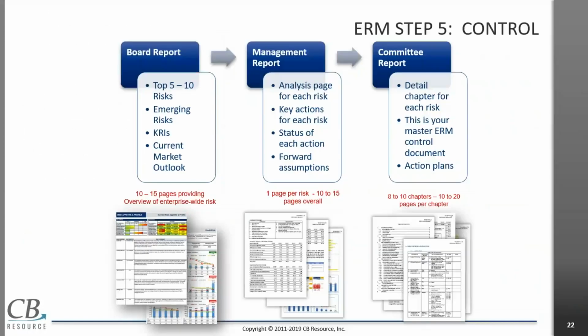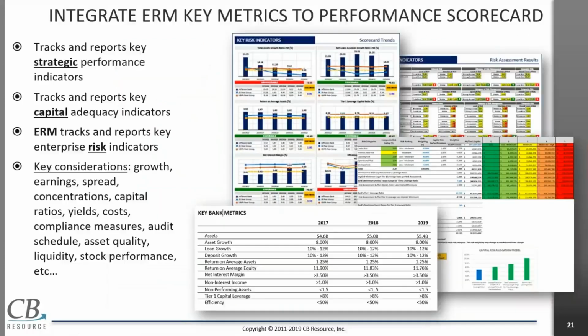And so when you think about that, that's what your control system does, is what does the board need to see, what does management need to see, and what does the committee need to see. So you really do have to structure your data appropriately. But once you've got that data in place and you've created those dashboards, think about how easily that could move and migrate into a tracking and reporting system for strategic performance indicators.